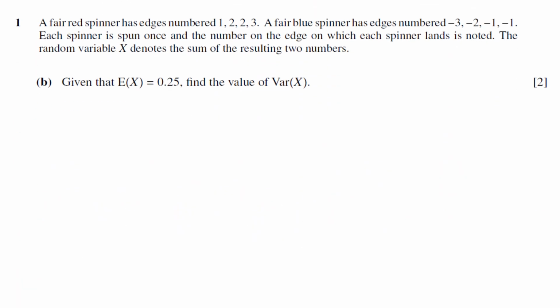Now onwards to question 1b. It says, given that the expectation of X, which is E of X, is equal to 0.25, find the value of Var of X, or the variance of X. In order to find the variance of X, we use the data from the probability distribution table that we found from the previous question.